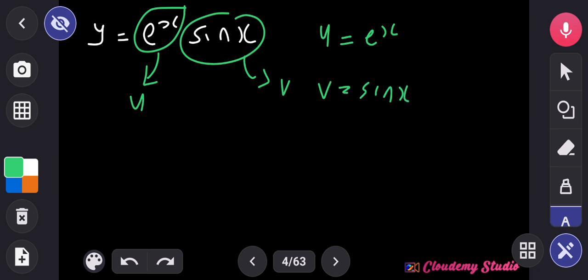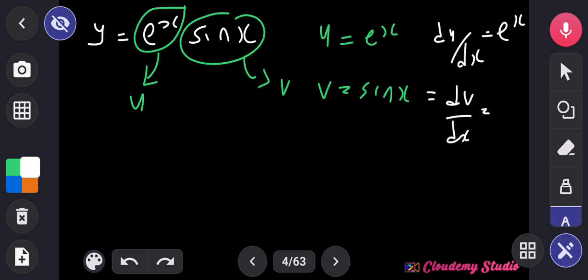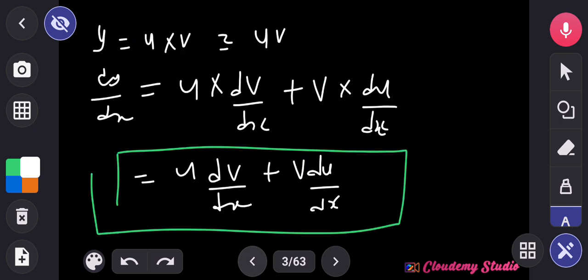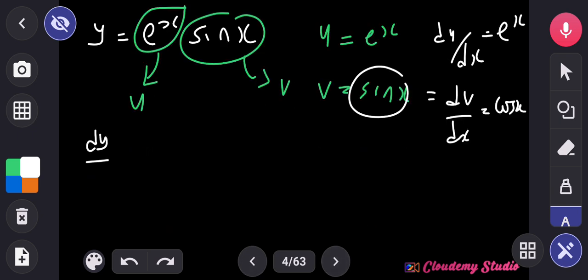Now, the next thing is that we can differentiate u with respect to x. If we differentiate u with respect to x, we are still going to have exponential x, because differentiation of exponential x equals to exponential x. And now, if we differentiate our v with respect to x, differentiation of sine x equals to cos x. Therefore, remember we said that our formula, if you want to look for our dy upon dx, equals to u dv upon dx plus v du upon dx, right?